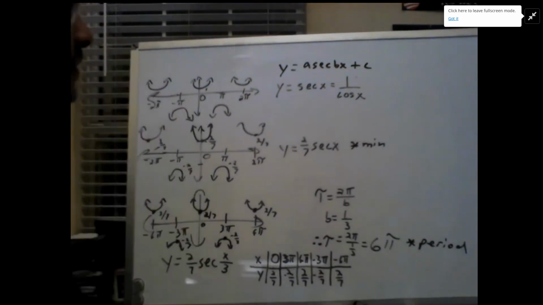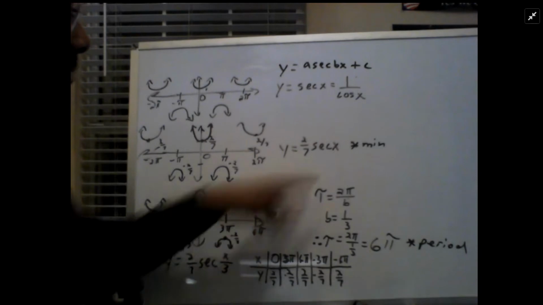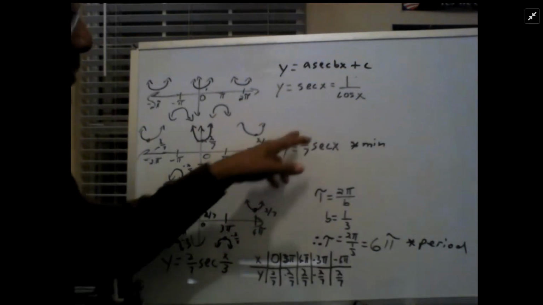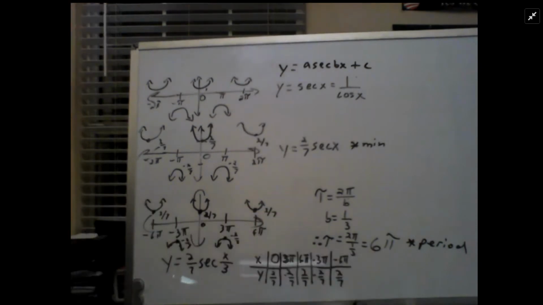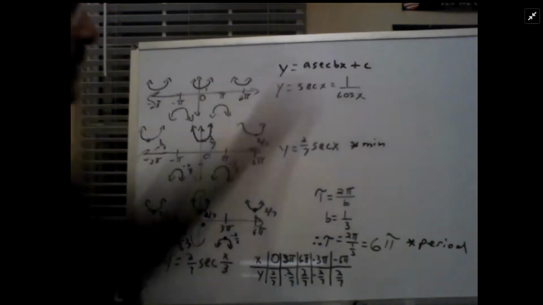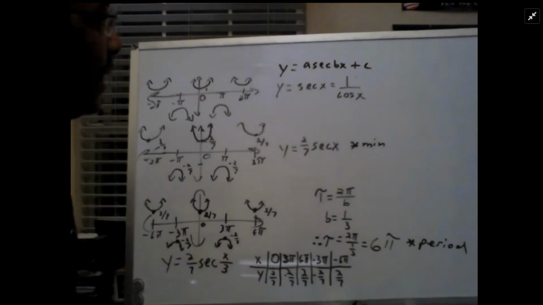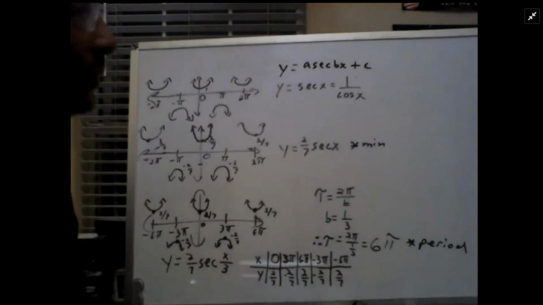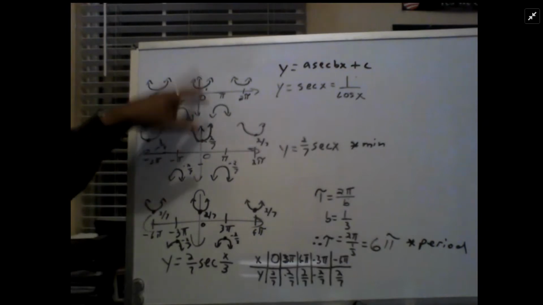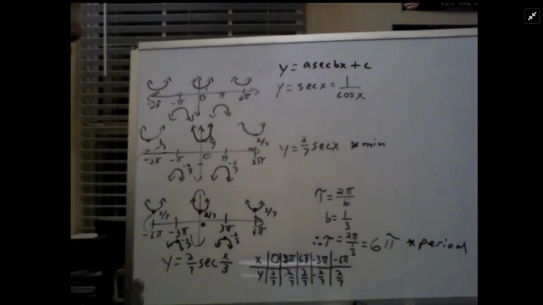This person wanted a graph of the secant that happened to have a local minimum at 2/7 and also a period of 6 pi. First of all, notice the regular secant standard form, y equals a secant bx plus c. We don't have the c this time. C is the vertical shift, but we are going to use the b to try to find the period, and the a is the amplitude. The regular secant, a is just 1, 2 pi is the period.